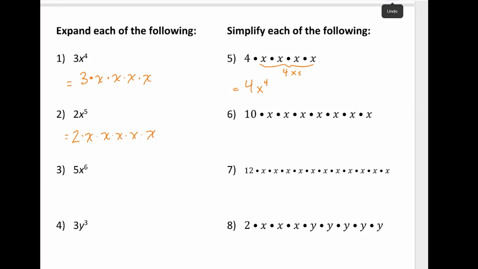If I have x times, 10 times, let's see, 1, 2, 3, 4, 5, 6, we got 7 x's here. All right, there's 7 of them. We can rewrite that a little bit more efficiently as 10x to the 7th power. 5x to the 6th is 5 times x times x times x, 6 is here.